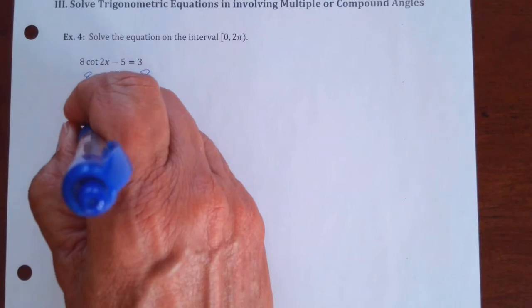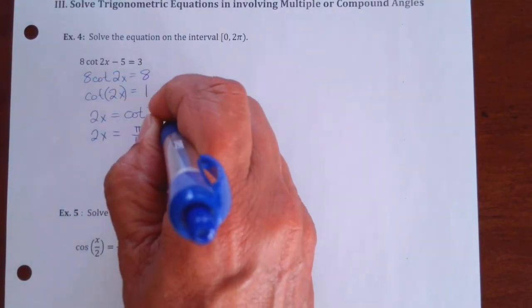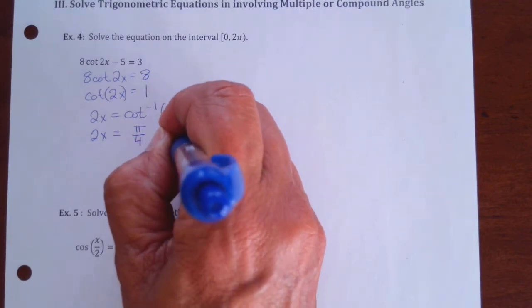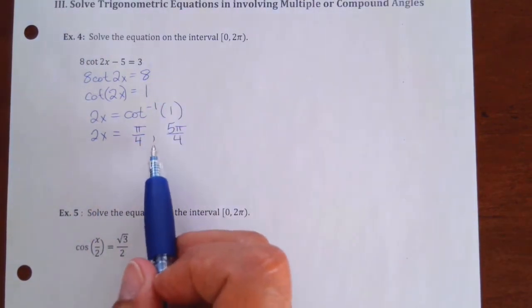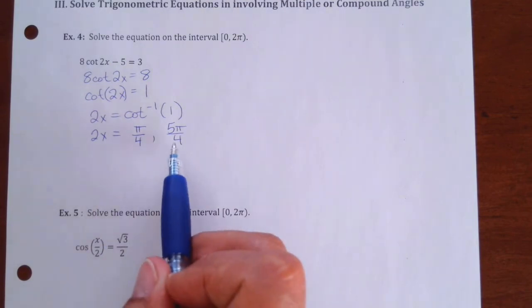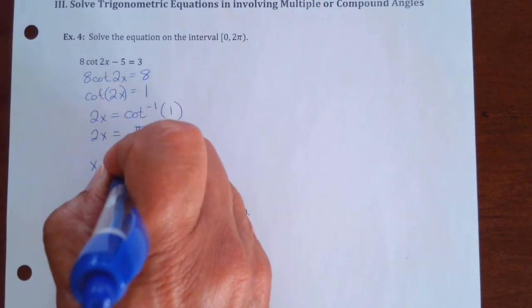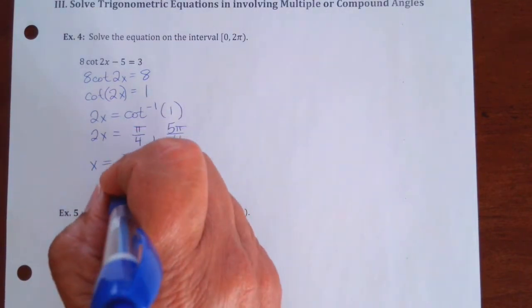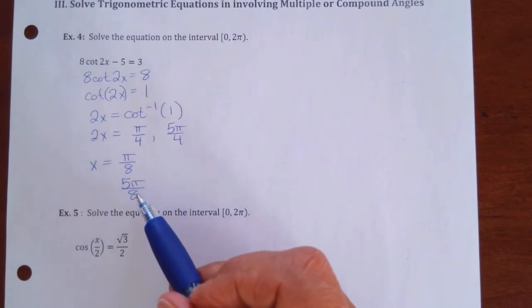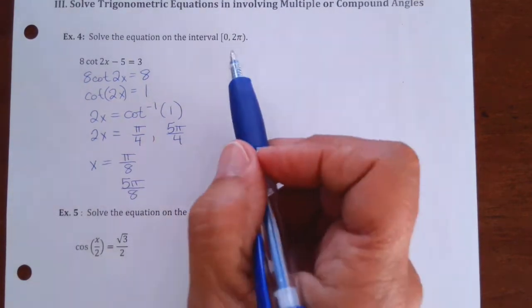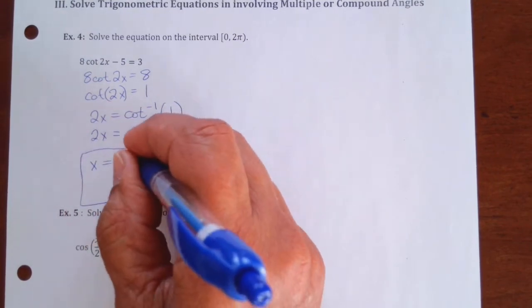All right, so I've got 2x equals pi over 4, and remember the other one was 5 pi over 4. But we still have this 2x here. So now, once you've got your angles, you will divide both of these by 2. That gives you pi over 8 and 5 pi over 8. And these are your answers. Oh, I'm sorry, these are specific, so those are the only two. I'm getting ahead of myself.